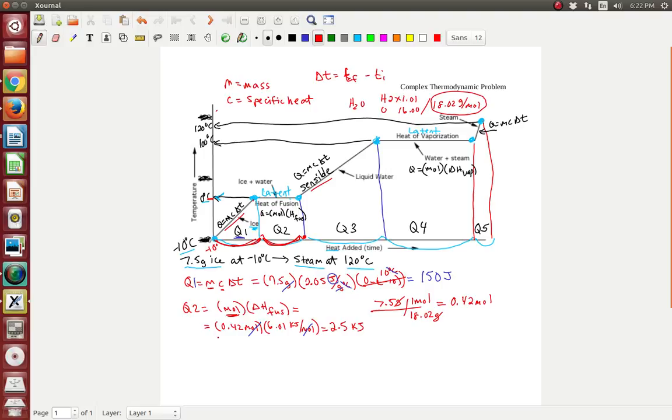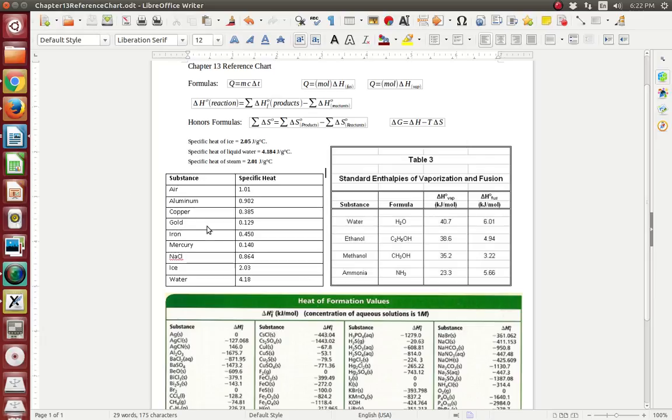So now we've got to calculate Q3. Q3 is in another sensible heat area, so MC delta T. The mass is 7.5 grams. Now we need the specific heat of liquid water, because this right here is where it's liquid water. Before we had ice. So I go back and look at my chart, and for water, the specific heat is 4.184. Down here it just says 4.18, so we're using the one up here for the moment: 4.184 joules per gram degrees Celsius.